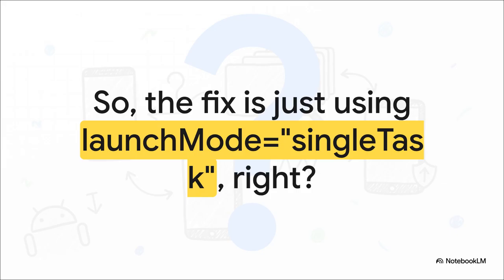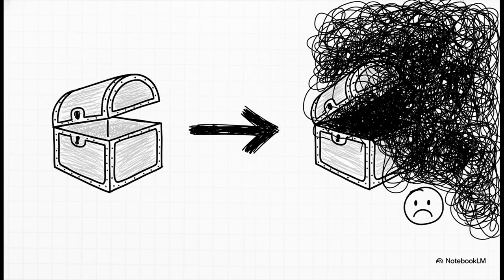Problem solved, right? And you know what? A ton of developers do exactly this. And on the surface, it works. Your deep link now brings the existing app to the front instead of making a new one.